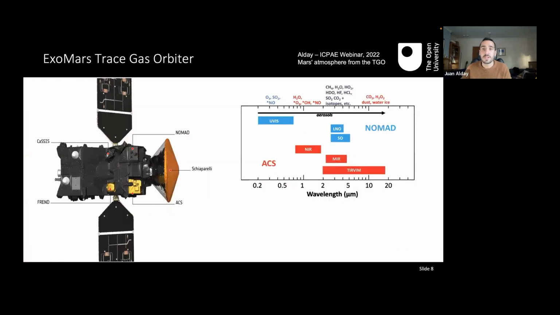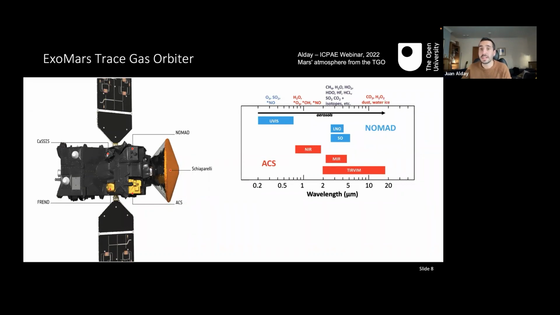But let's look into a bit more detail at the ExoMars Trace Gas Orbiter. The payload includes 4 instruments. There's CaSSIS, which is a high-resolution stereo camera designed to take high-resolution images of the surface. Then there's FREND, which is a neutron spectrometer whose main goal is to detect subsurface water. And then there are 2 suites of spectrometers, NOMAD and ACS. I said that these are suites of spectrometers because they indeed include 3 spectrometers within themselves.